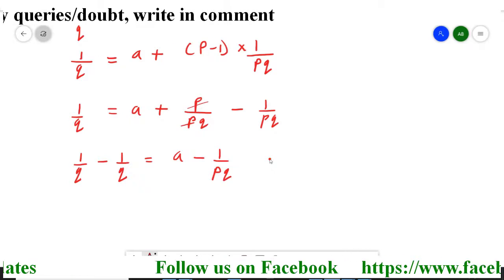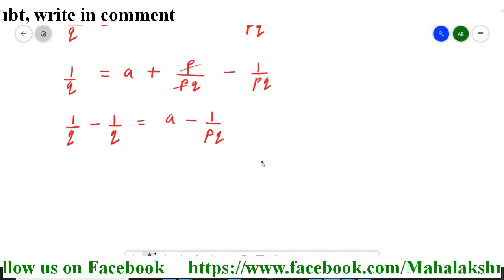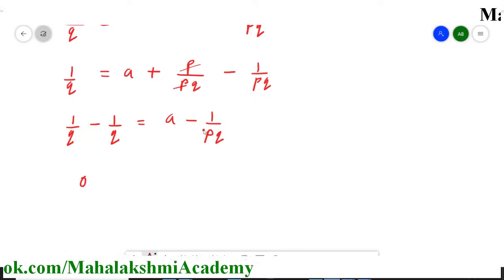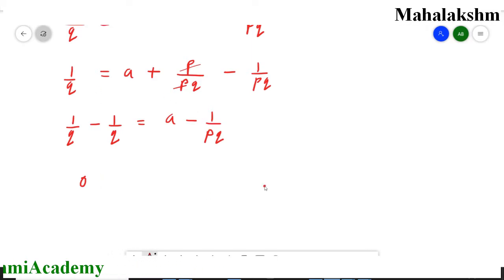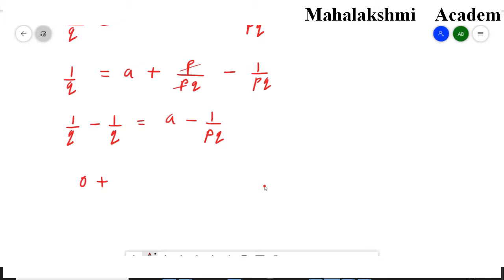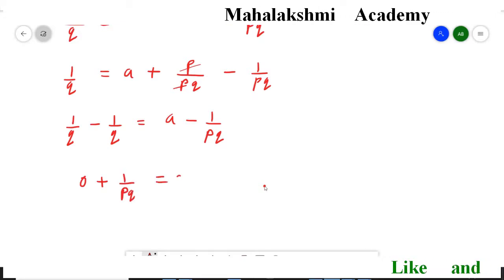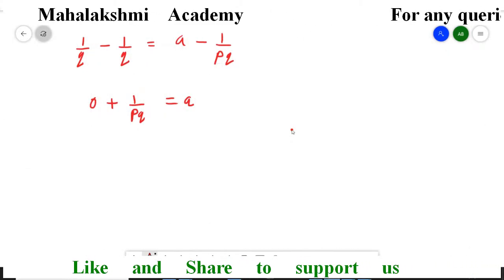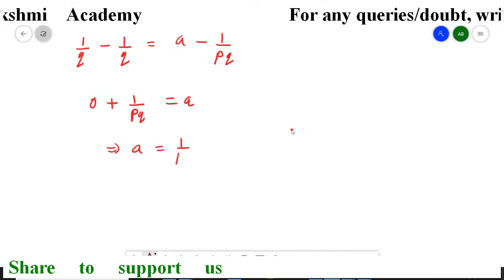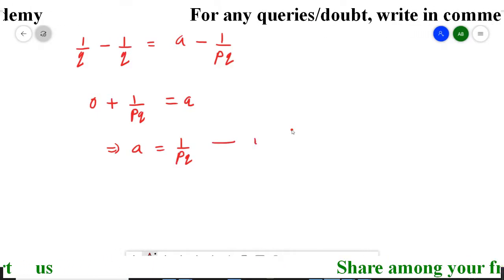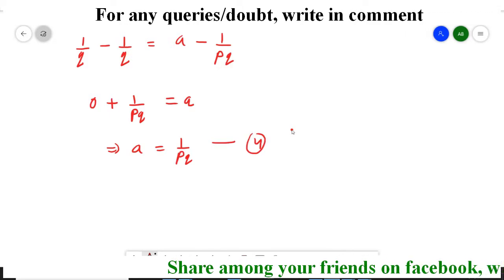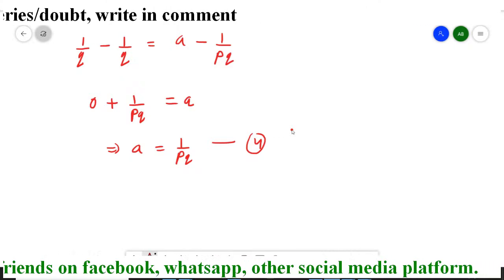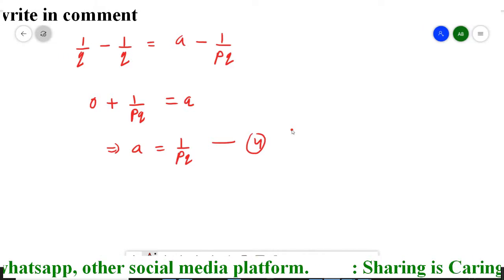Now finally, they will also get cut. Same term minus same term is 0. Now this term is negative here, so when we shift it, it is going to be positive. So we get plus 1 upon pq is equal to a. So now we obtain the value of a, which implies a is 1 upon pq. So it's going to be equation 4. So we got the value for common difference and also for a. Now directly we are going to find the sum of the first pq terms.